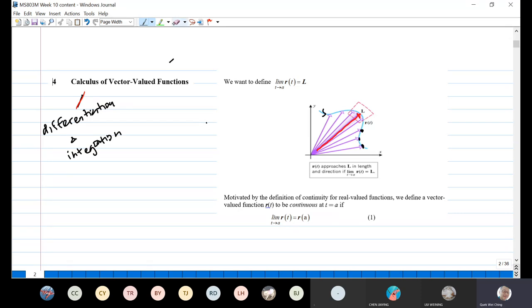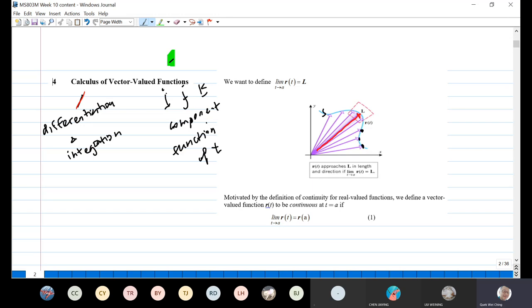That means usually the vector has i, j, k components now, right? So you can have i, j, k components. Because for our case, most of the time the function is a function of time. So usually this function has i, j, k components. It's a vector, and it's a function of time t.